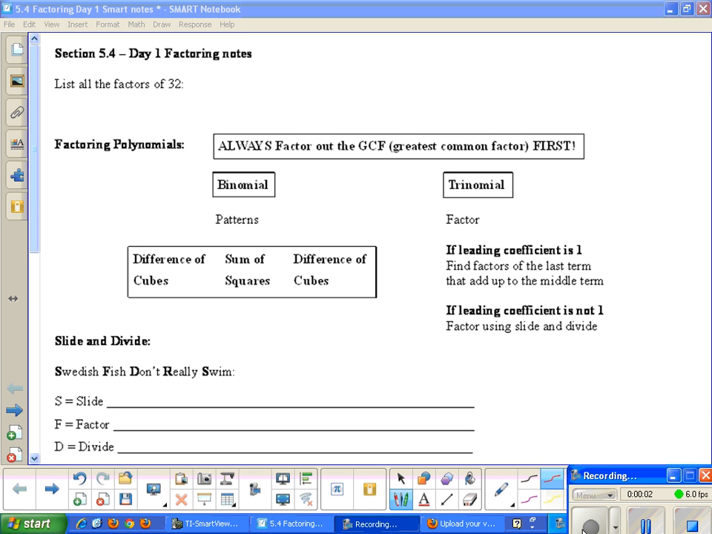Section 5.4, Day 1 Factoring Notes. Factoring is very important to what we're going to do for the remainder of the year, so it's important to listen carefully and take good notes. Now the first one is just something easy. It says list all the factors of 32.